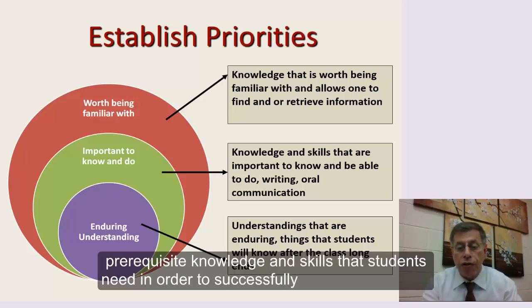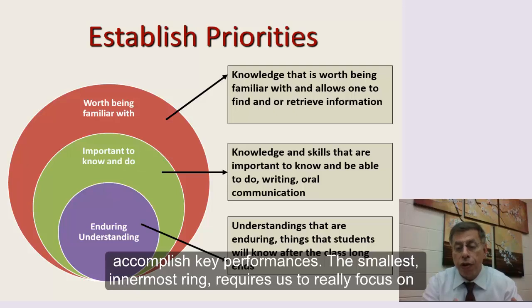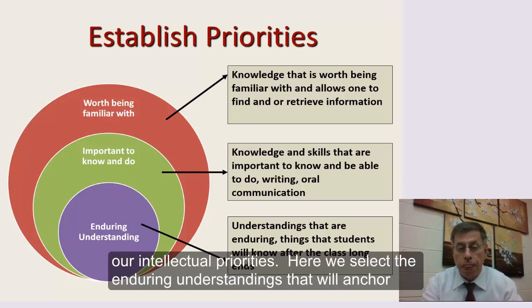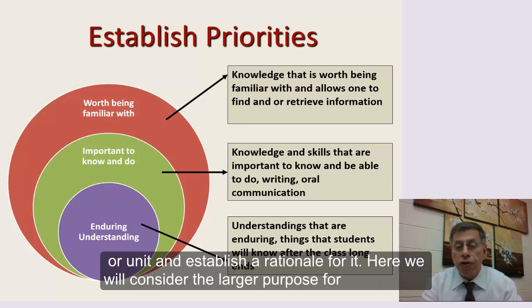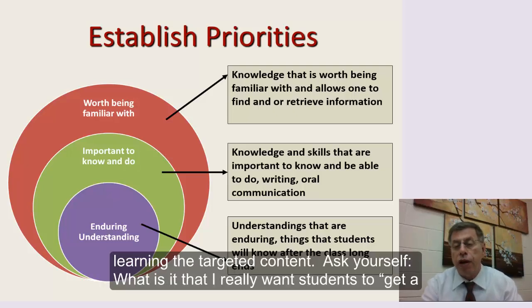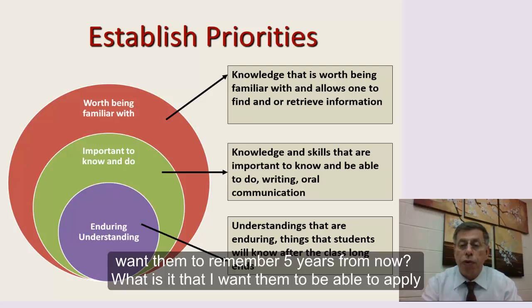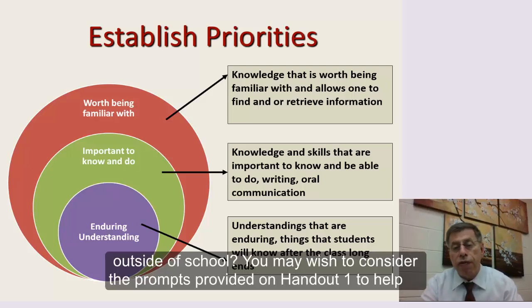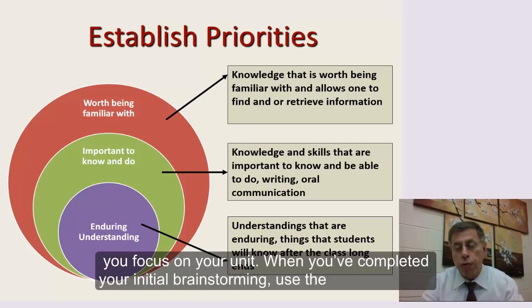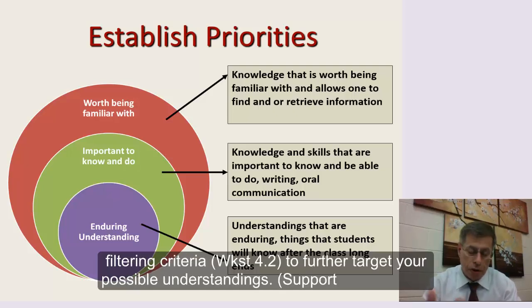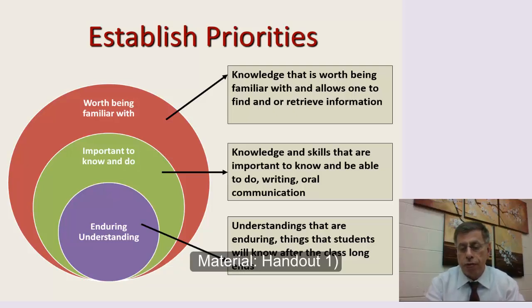So enduring understandings are things that students will know and take with them long after the class ends. Things that are important to know and do are skills that they need to know, or things they need to be able to do, such as effective writing and oral communications, or a procedure in a laboratory, or how to find something. Knowledge that is worth being familiar with is how they can find and retrieve information in today's information-rich world. Other things they need to be familiar with would be certain types of procedures in a lab, what is used for which procedure.